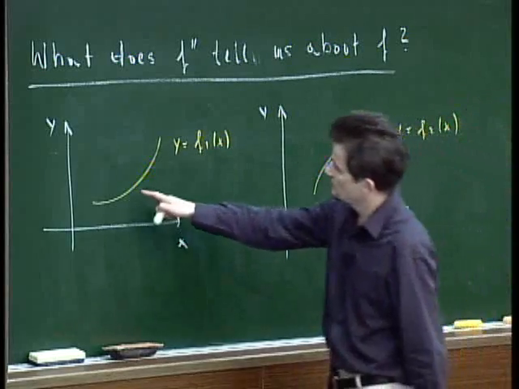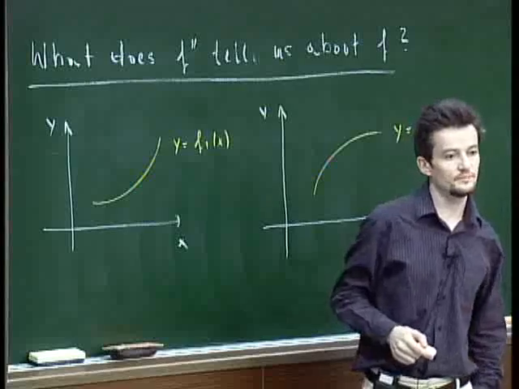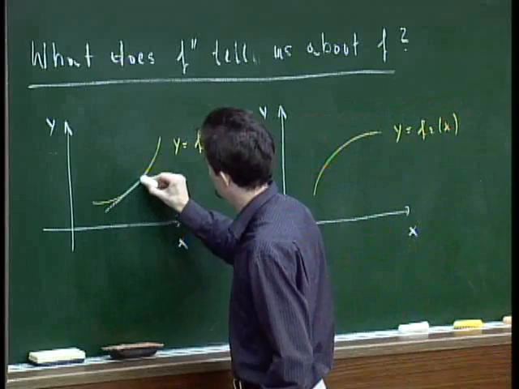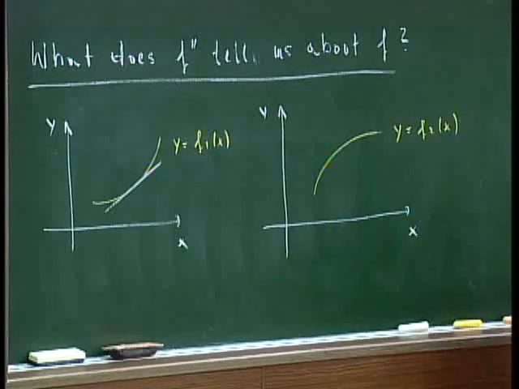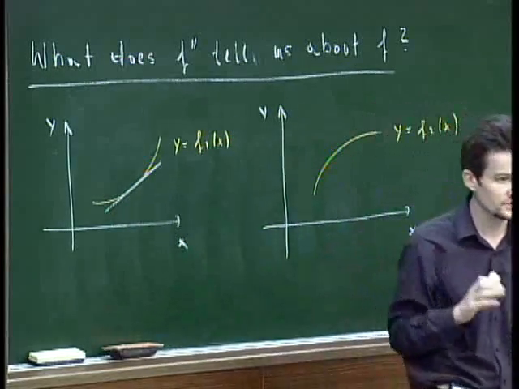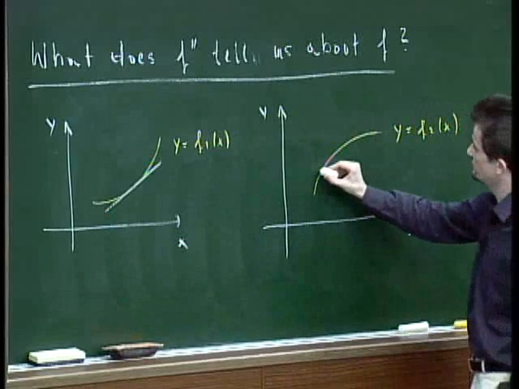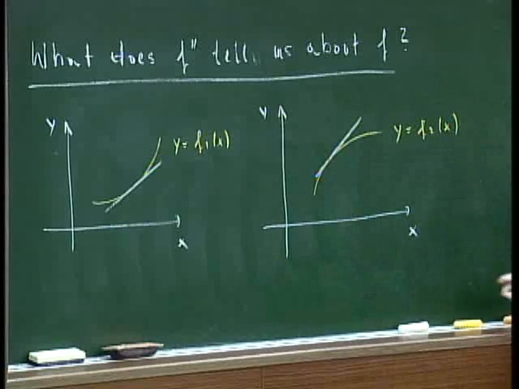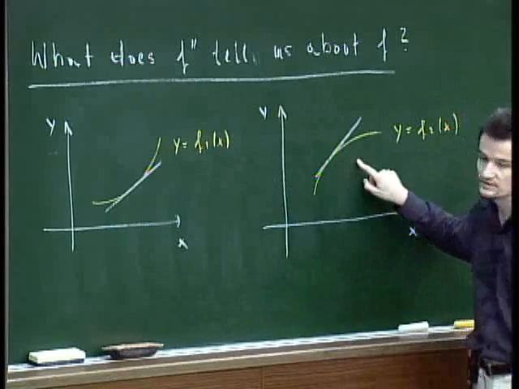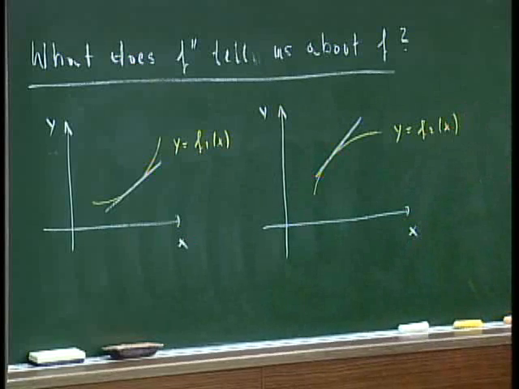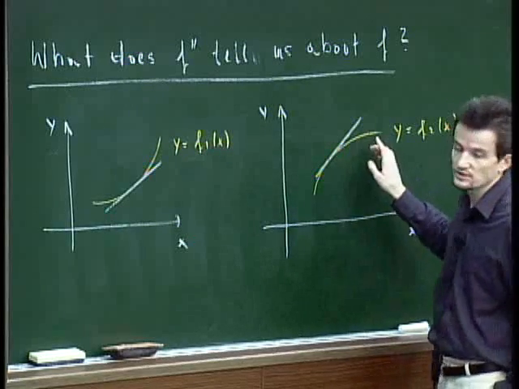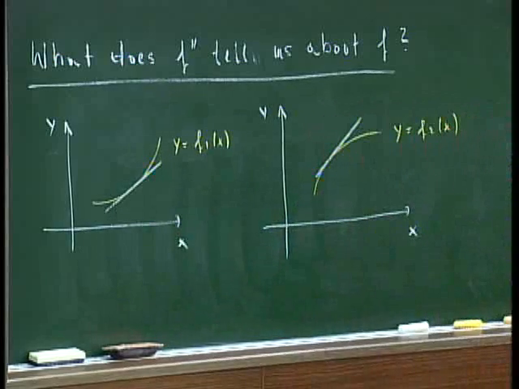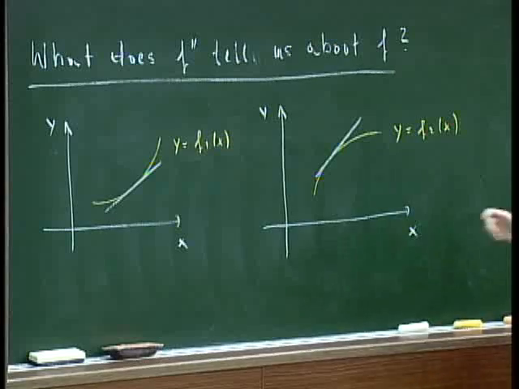Here, if you look at any point and consider the tangent to the function at this point, no matter which point you choose, you see that the graph is always above the tangent. If you do the same here, you see that the different behavior is reflected by the graph being below the tangent. No matter how you choose the point and the tangent, the graph is always below here, and always above there. That's essentially the difference between those two functions.